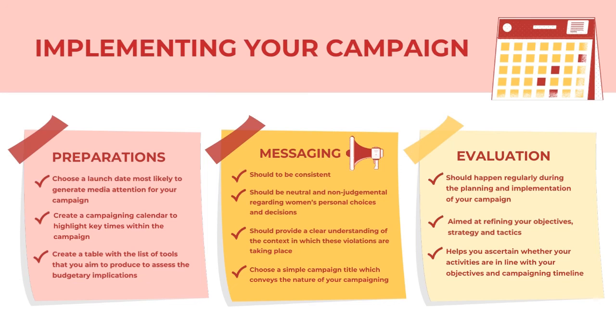It is also crucial not to over-communicate the issue. We want to give people a clear understanding of the context in which these violations are taking place, but without complicating the message. And we want to choose a simple campaign title which conveys the nature of your campaigning. It is always better to do this through a brainstorming process with your friends and colleagues who are taking part of the campaign.